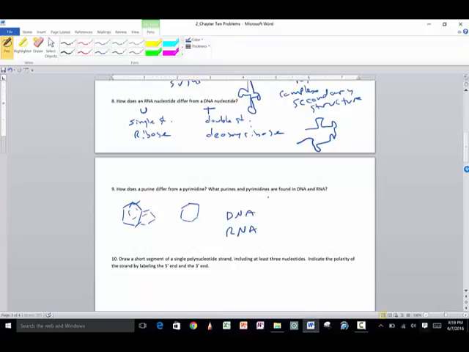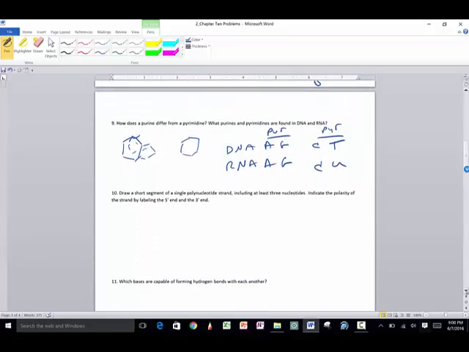And the purines in DNA, so if we go DNA and RNA, we'll have our purines and our pyrimidines. In DNA, it's A and G. In RNA, it's A and G, so the purines are always A and G. The pyrimidines are C and T in DNA and C and U in RNA.